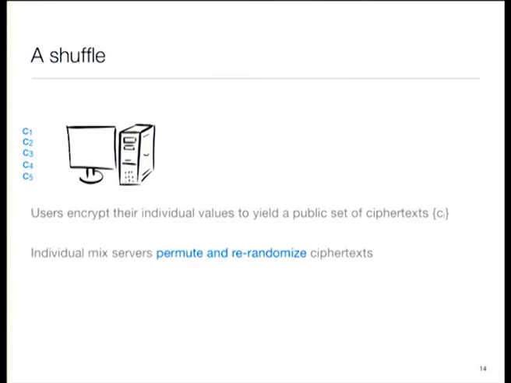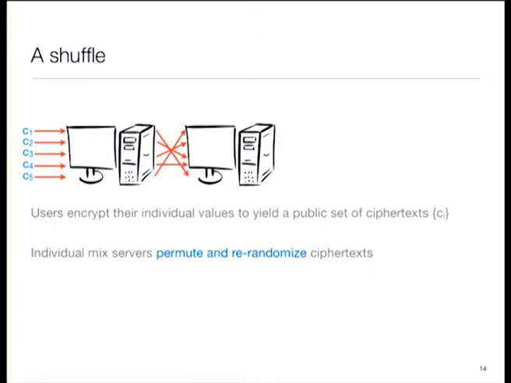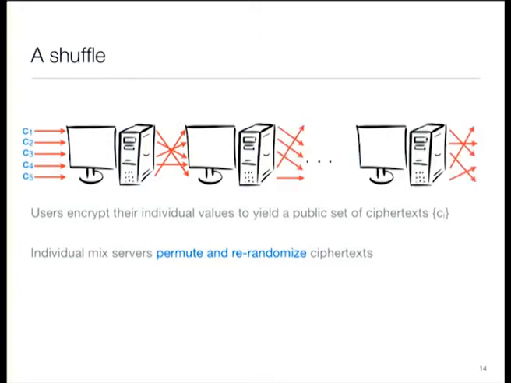So these mix servers are responsible for shuffling the ciphertexts, which means permuting and re-randomizing them. What happens is they're fed in, and they're fed back out in this completely random order, completely re-randomized as well. So this has gone through a number of mix servers, and the final outcome is this set of ciphertexts. Because each mix server permutes and re-randomizes the ciphertexts, this final set is going to be in a completely random order. Furthermore, they're going to be completely independent of these input ciphertexts because they've been re-randomized.